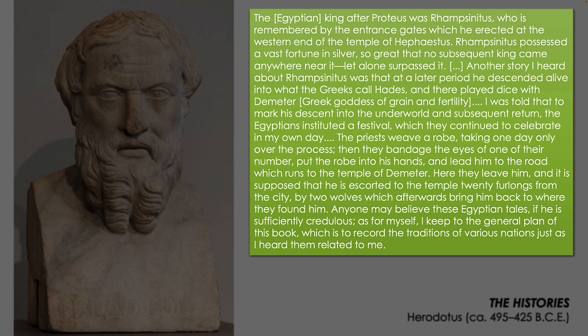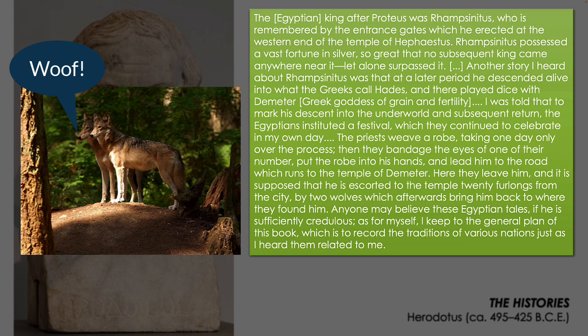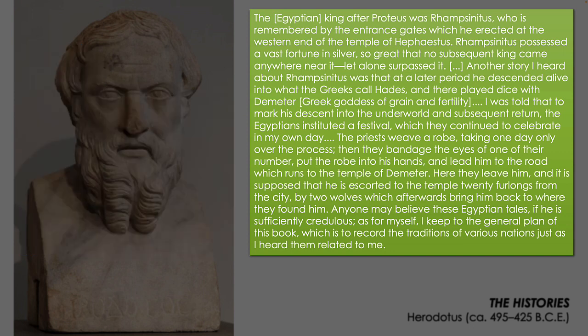The priests weave a robe, taking one day only over the process, and then they bandage the eyes of one of their number, put the robe into his hands, and lead him to the road which runs to the temple of Demeter. Here they leave him, and it's supposed that he is escorted to the temple 20 furlongs from the city by 2 wolves, which afterwards bring him back to where they found him. Anyone may believe these Egyptian tales if he's sufficiently credulous. As for myself, I keep to the general plan of this book, which is to record the traditions of various nations just as I heard them related to me.